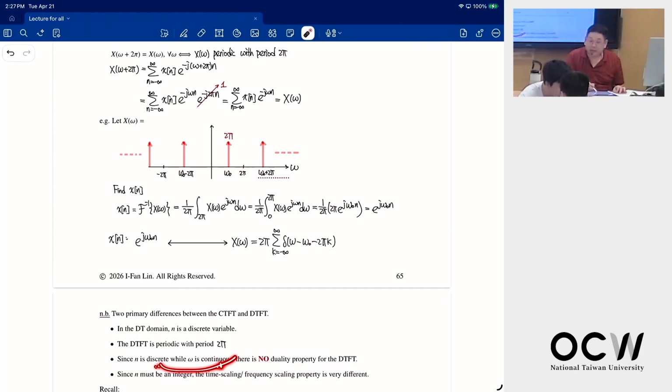It is discrete in the time domain, and now I get continuous in the frequency domain. So you cannot expect that, in this domain, I take the discrete time Fourier transform again, because it's from discrete to continuous. So there's no duality property for the discrete time Fourier transform. Okay? And n must be an integer, so the time scaling or frequency scaling property is different.